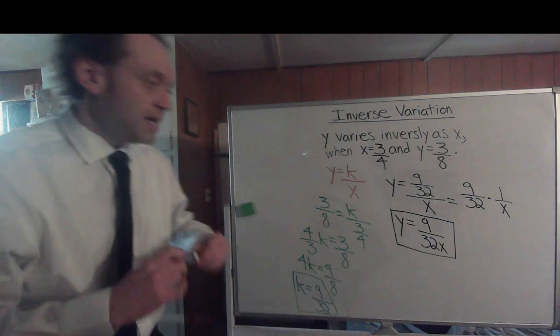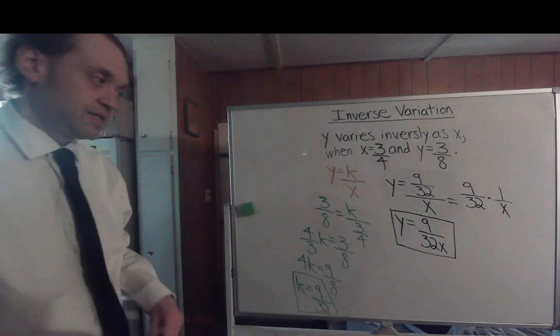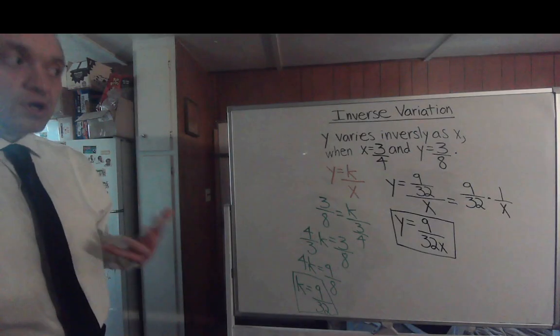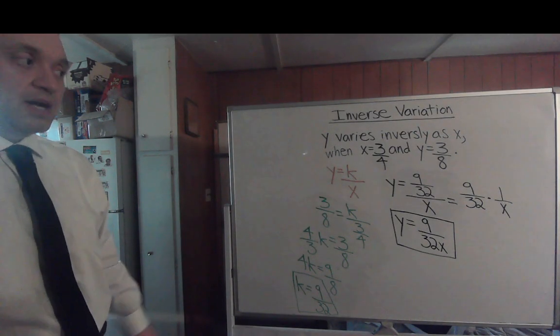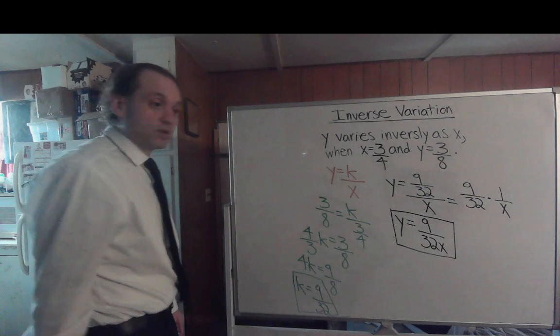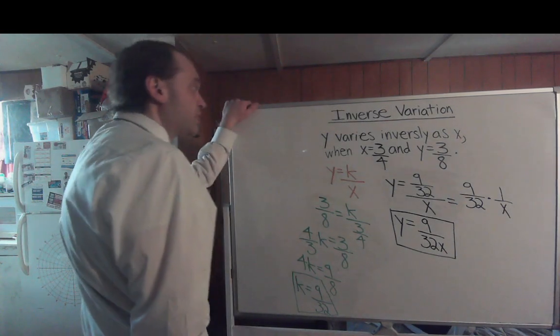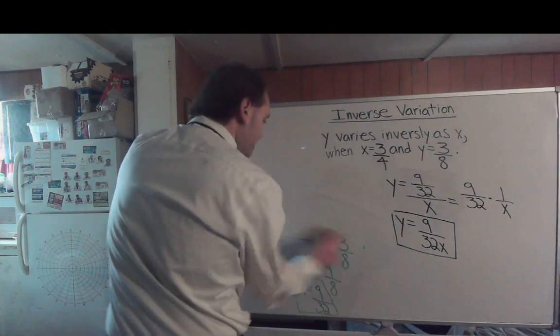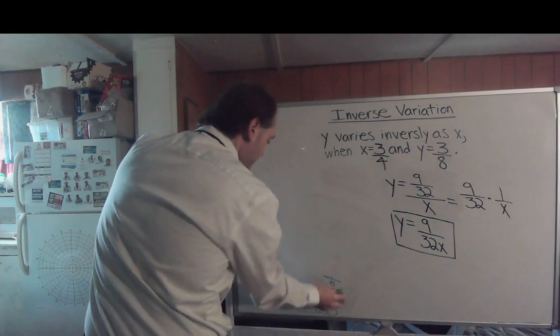Y would equal 9/32x. So it's definitely good to know how to invert and multiply when dealing with complex fractions. And these will come up in this unit. Okay. So there's inverse variation. Let's talk a little bit about joint variation.